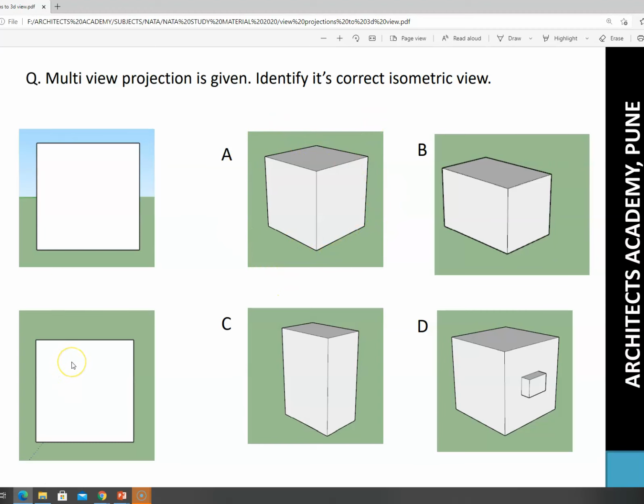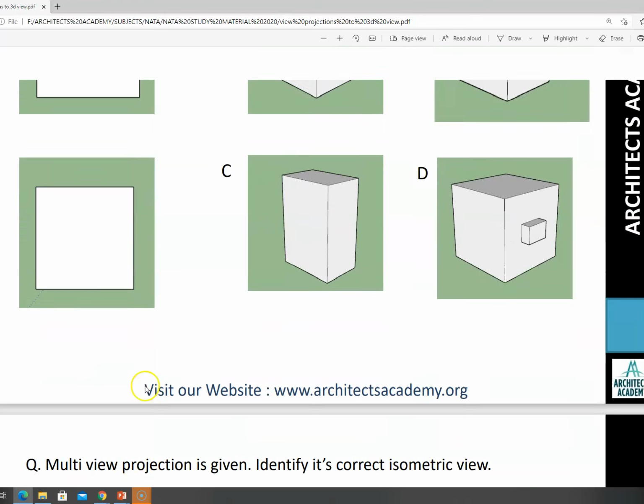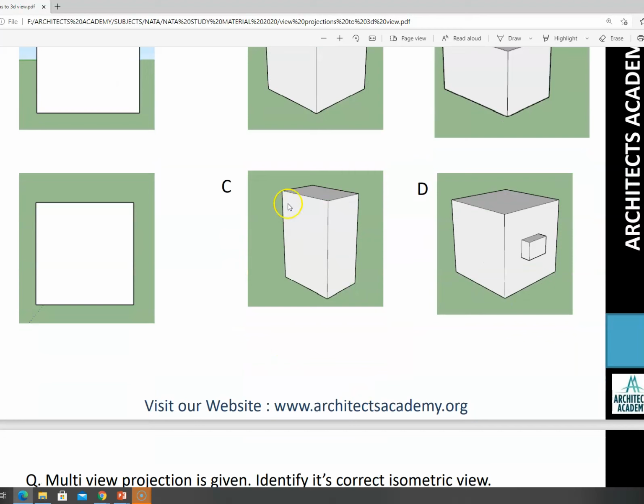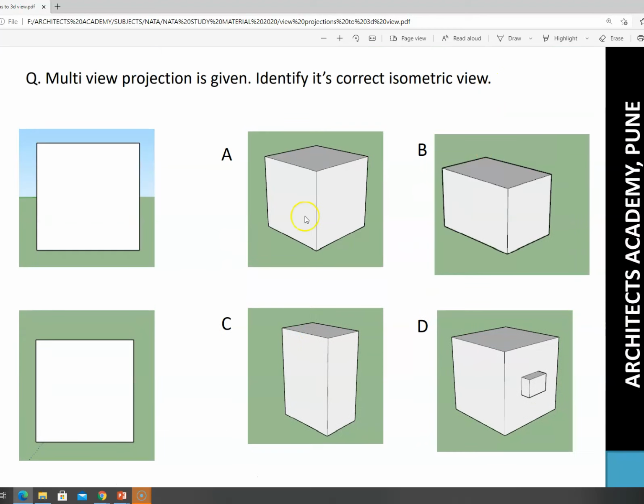So multi-view need not be plan and elevation always. It can be two side elevations also, or it can be one plan, one elevation also. They will not mention here what it is, so you have to imagine looking at the 3D object. It will be either of the four sides, that is for sure. It will not be the base, so that I can assure you, because base will be flat. So there is no point in giving it as a view.